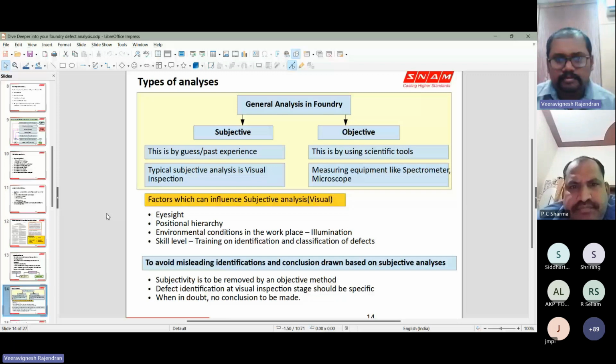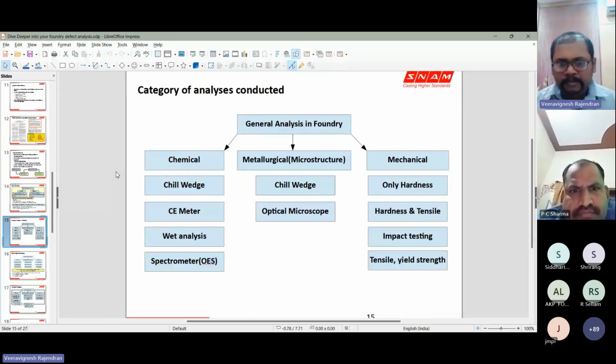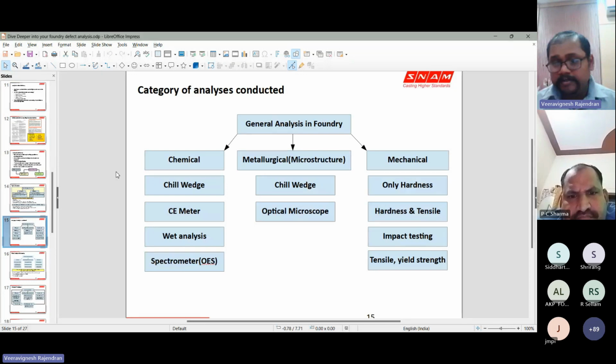So the categories of analysis generally conducted: you do a chemical test, you do a metallurgical test, and you do a mechanical test. This classification is generally related to liquid metal or castings, and similar general analysis also happens for sand and other raw materials. For chemical, you do a chill wedge test. Maybe in the past you used the chill wedge test with experience to arrive at the carbon equivalent, but right now we have good spectrometers and other techniques available. You use a CE meter, wet analysis, or a spectrometer for chemical analysis, and you use the same chill wedge to predict the microstructure or look at the chilling tendency. Use an optical microscope to study the microstructure of the castings.